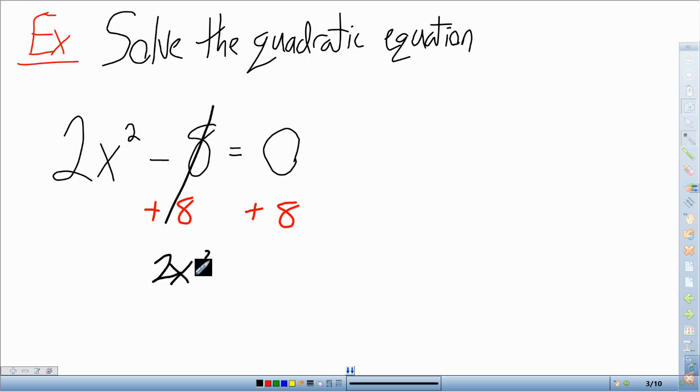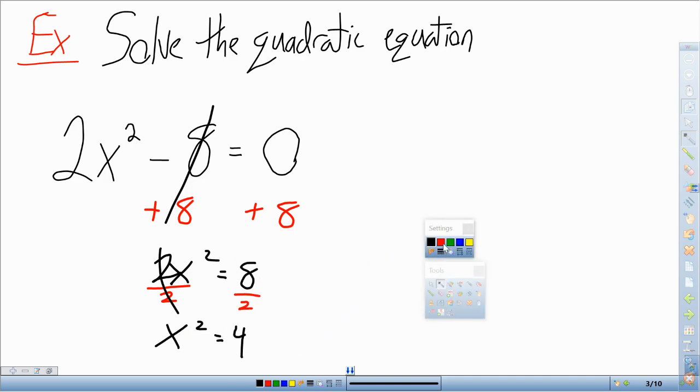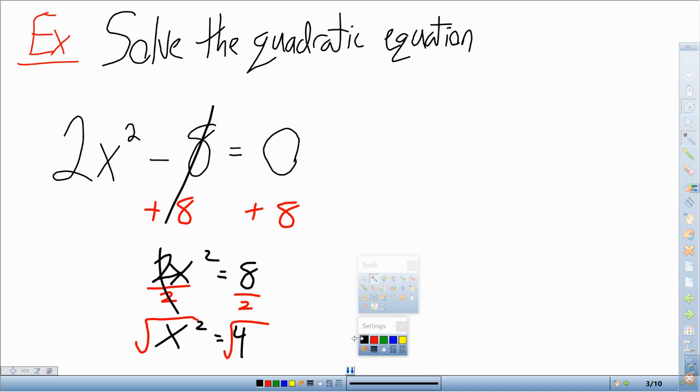Okay, I have 2x squared equals positive 8. From here, dividing both sides by 2, I get x squared equals 4. Okay, last thing is solving for x, getting rid of this power of 2, or undoing squaring. And if you guys remember, the opposite of squaring is square rooting. Those cancel each other out, and we have to do it to both sides. So these are gone, and I get x equals the square root of 4.